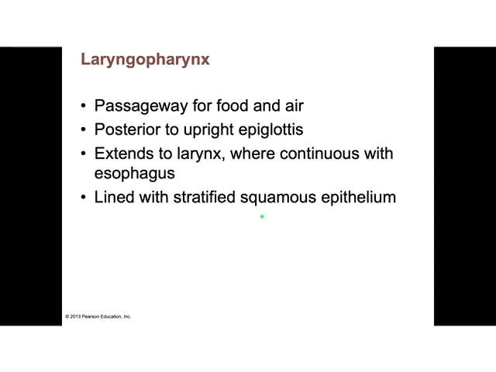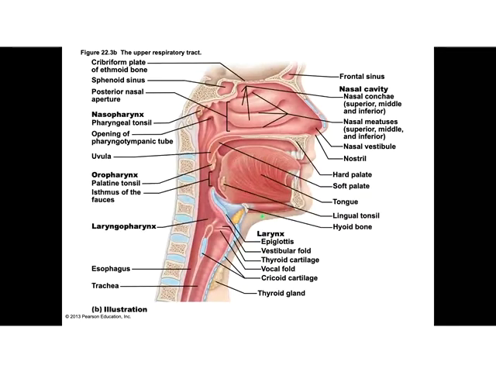The laryngeal pharynx is a passageway for both food and air, and it's right behind the epiglottis and extends to the larynx and also extends to the opening of the esophagus. And it's lined with stratified squamous epithelium. It is critical that the epiglottis close over the glottis when you swallow so that we can direct food down the esophagus and not down the trachea, where it could result in a choking hazard. Okay, and again, here we are back at our diagram of the upper respiratory tract.